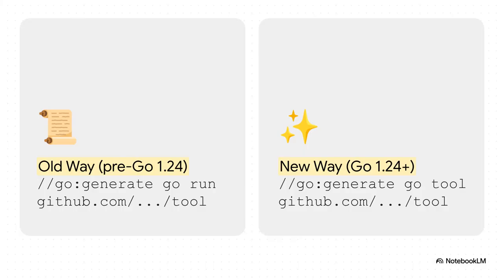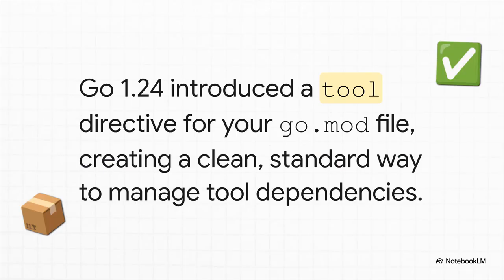And then, Go 1.24 came along with a much cleaner solution. Just look at the tiny but powerful change on this slide. We went from using go run in our directive to using go tool. It seems small, but that one-word change signals something really important to the Go toolchain. And this is the final piece of the puzzle that makes it all work so beautifully.